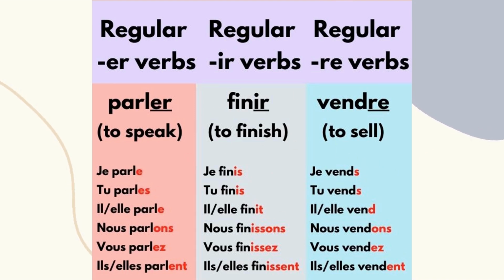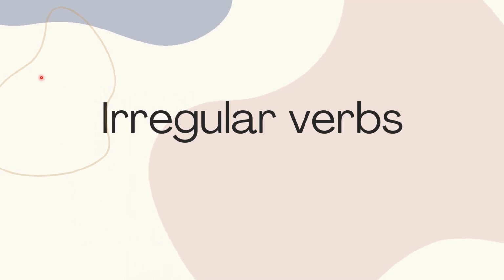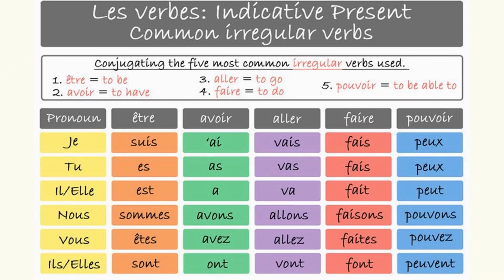Let's go to another category of verbs, which is irregular verbs. Irregular verbs are exceptions which you have to learn. I've brought a few common verbs here which you can learn. Here are the verbs, conjugating the five most common irregular verbs, which are used in our daily life.